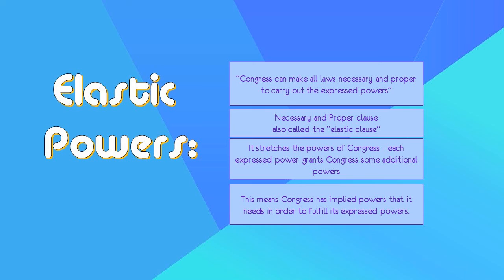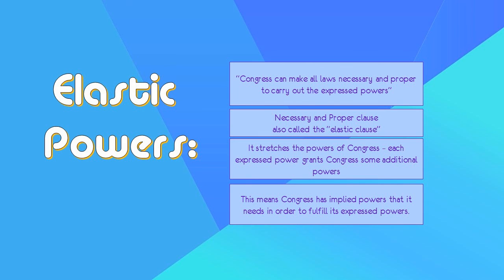The other big clause here that we're going to interpret again, hopefully a review for you, is the elastic clause or the necessary and proper clause. So Congress has the power to make all laws necessary and proper to carry out the express powers. This is what we call the elastic clause. Call it elastic because it stretches each power of Congress. So in a few minutes, we'll go through all of the express powers of Congress. And for each one of those, we can use the necessary and proper clause or the elastic clause to stretch that power a little bit.